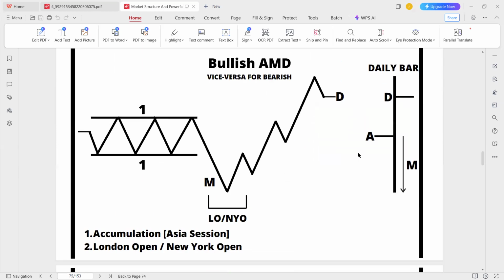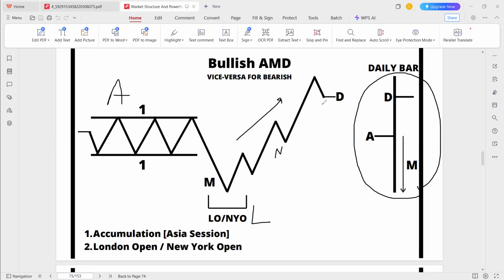So just as I was explaining, we have a nice illustration by the author. This is bullish AMD, and it's vice versa for a bearish move. Here you can see the author also showed how the candlestick would have been looking. So we have our Asian session, we have the London session, then the New York session probably somewhere in there, where we have our distribution and the day closes.